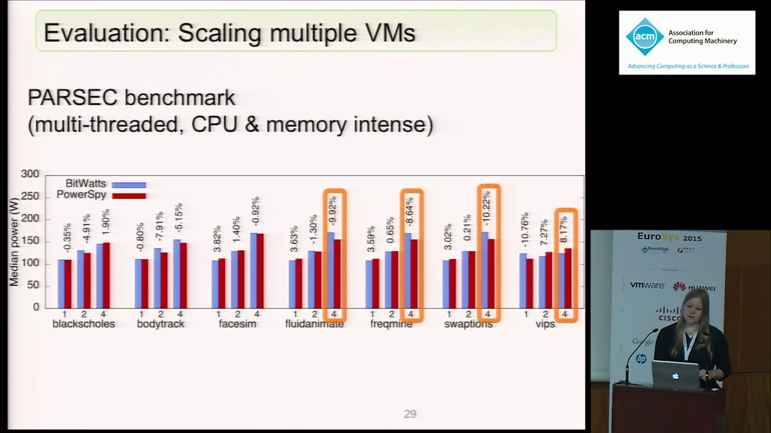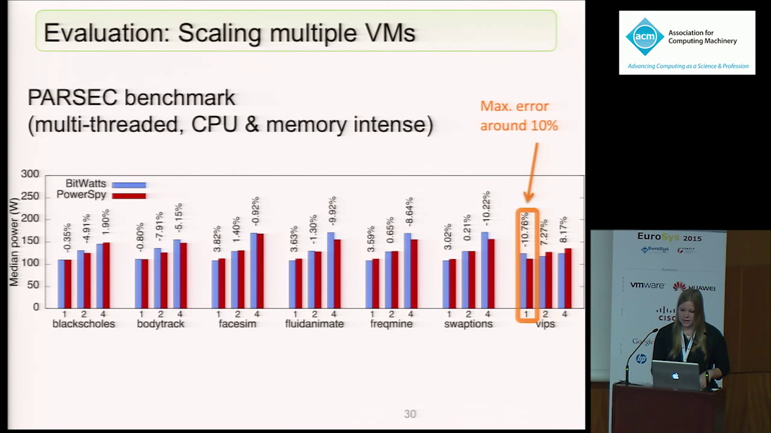If we look at the values when scaling up, we're looking at the case where we are running 4 virtual machines, each one having 1 core, on a machine with 4 physical cores. So when we are getting closer to the number of physical cores available, we notice that we have an increasing error. The max error that we found is around 10%.